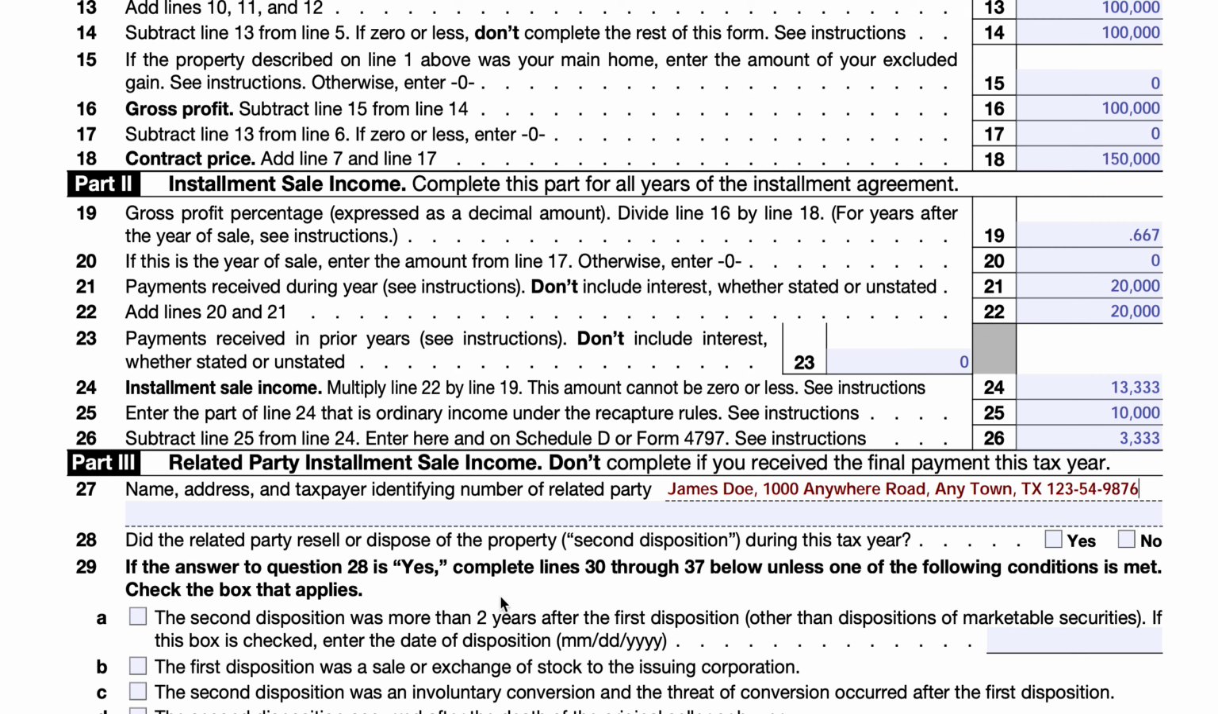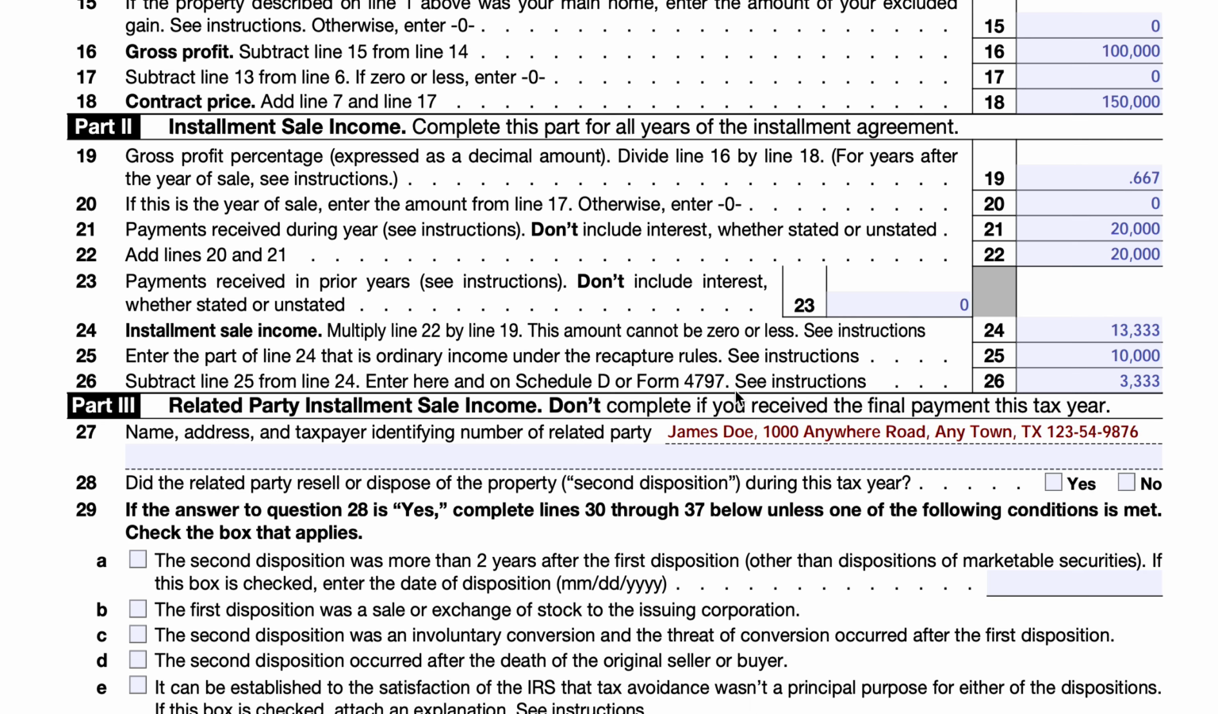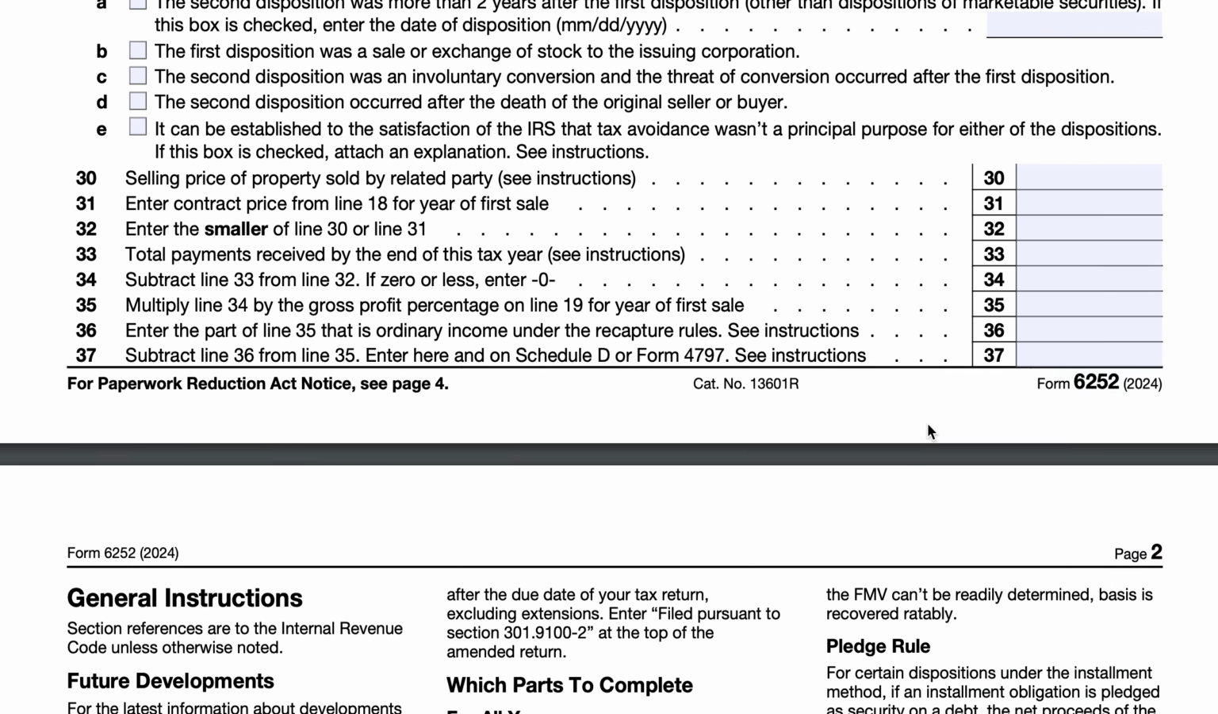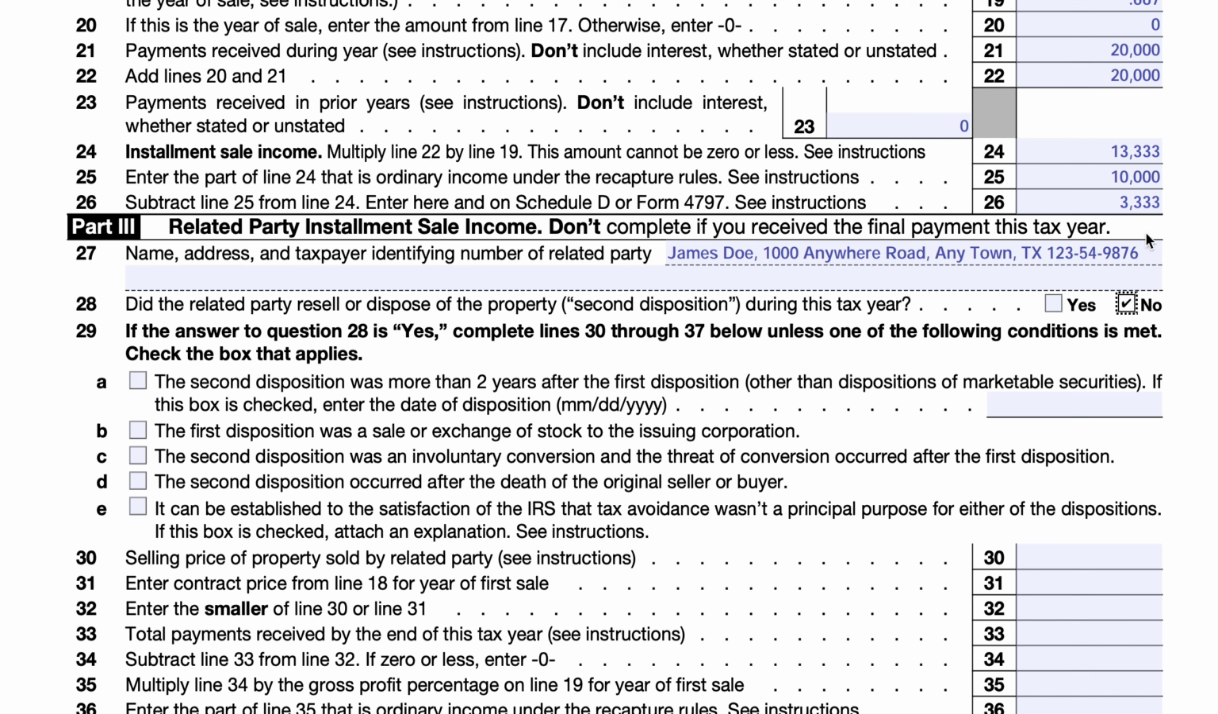So now, is there a second disposition during the tax year? In other words, if John Doe sold the property to his father, did his father turn around and either dispose of the property or sell it during this year? So if the answer is no, then you basically don't need to complete the rest of this. If the answer is yes, then you would go on to question 29.